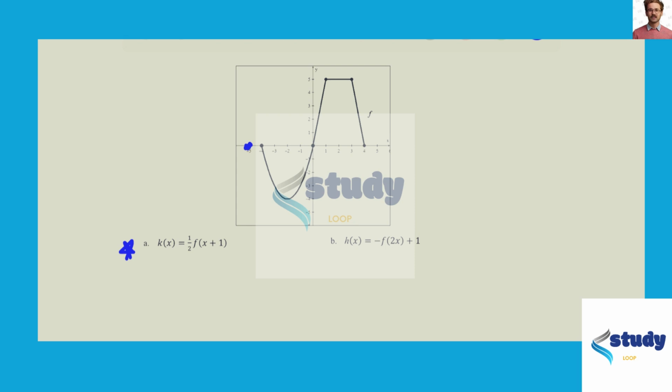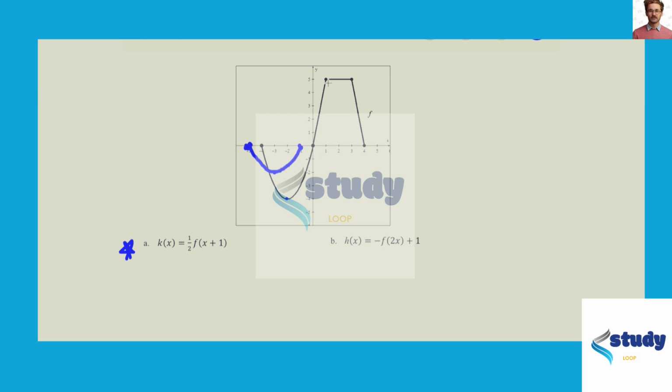Another critical point would be -2, -4. Okay, half vertically would take you to -2, -2, and then left 1 would be -3, -2. 0, 0, half vertically stays put, left 1 takes you to -1, 0. So here's our partial parabola.